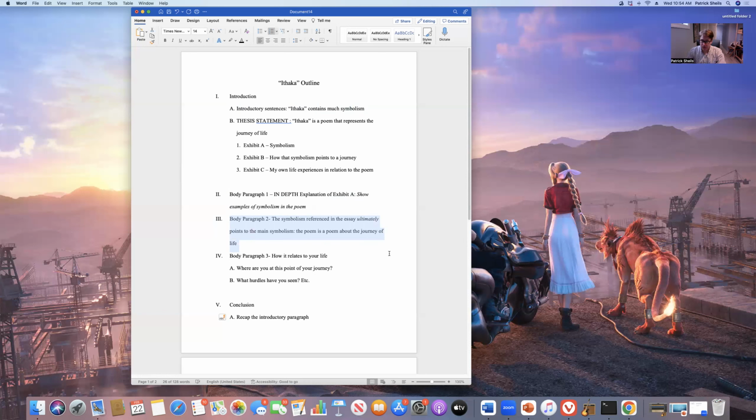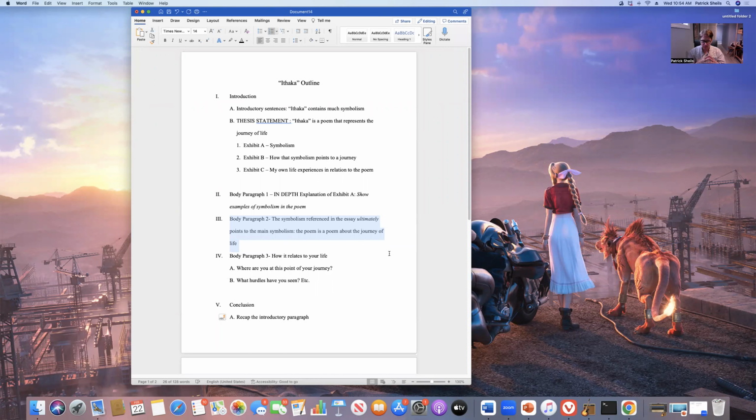Now, what you would do in this paragraph, since we've already gone over symbolism in body paragraph number 1, is find the symbolism that points to the main idea that the poem is ultimately about the journey of life. I'm not going to tell you where to look. It should be self-explanatory where you can find in-text references to this sort of symbolism. But really, it acts as a synthesis for all of the symbolism that you spoke about in body paragraph number 1.